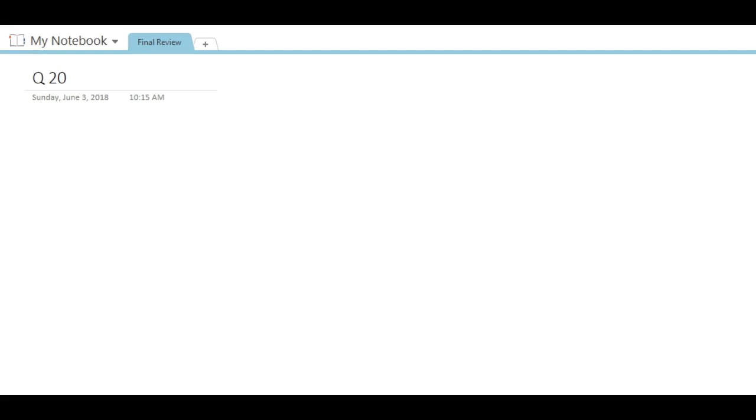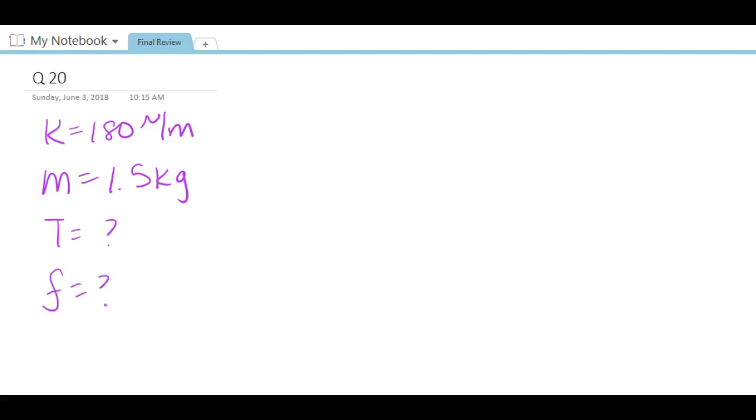This is number 20 on the final review packet. So this says that we have a spring with a spring constant, which is K, of 180 newtons per meter, attached to a mass of 1.5 kilograms, and then set into motion. We're trying to find the period, and then we're trying to find the frequency.